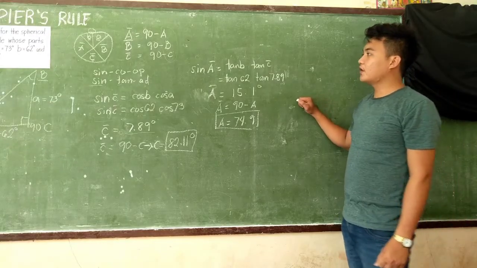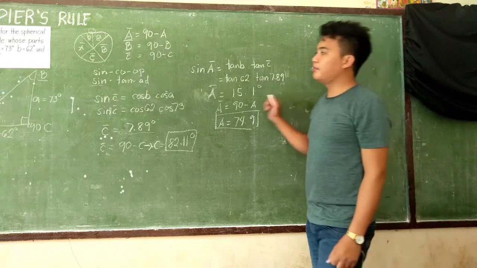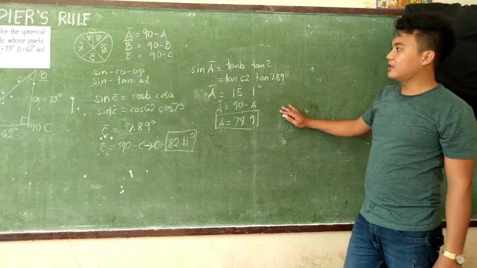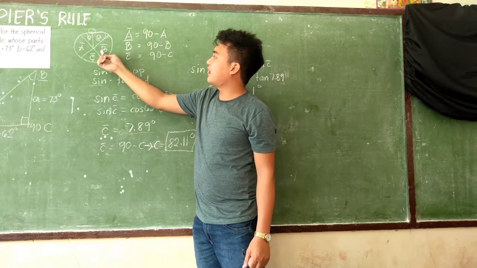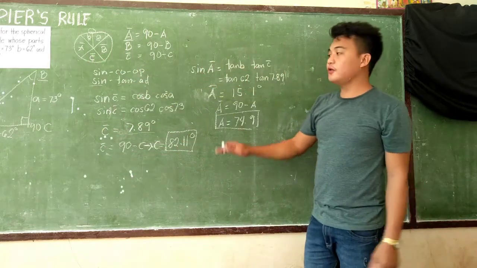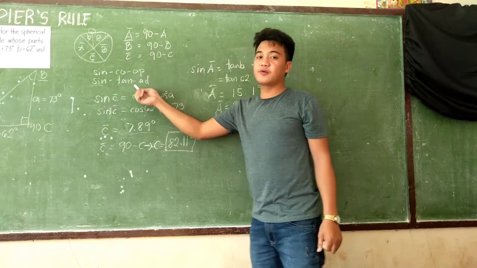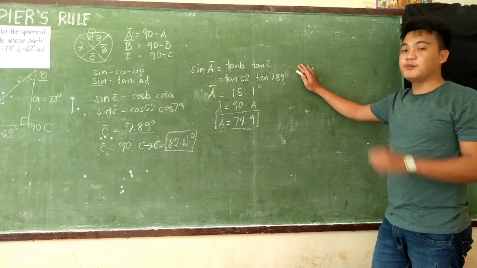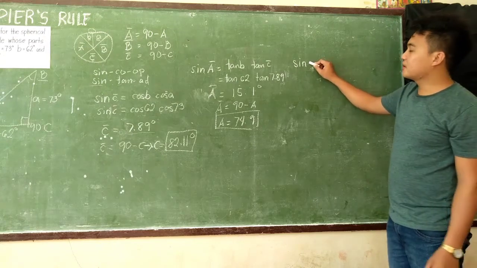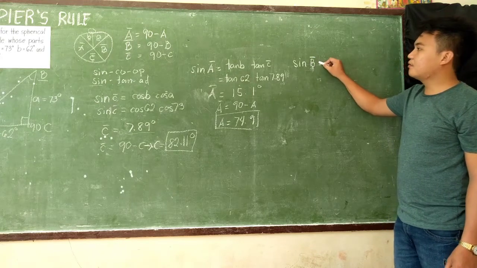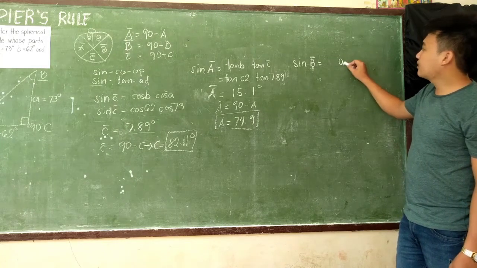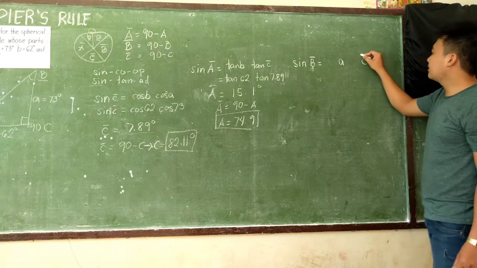Now let us solve for angle B. Since we have the value of the adjacent side of B bar, so we have the value of A and C bar, we can now use the sine tan add rule for solving the B bar. So this is sine B bar equals the adjacent side is A and C bar.